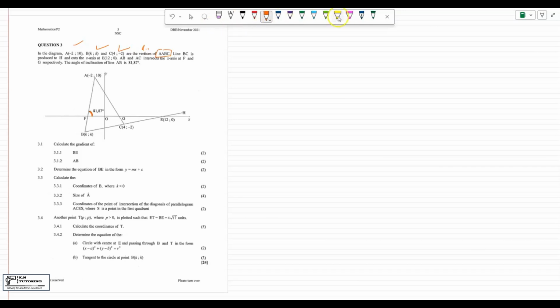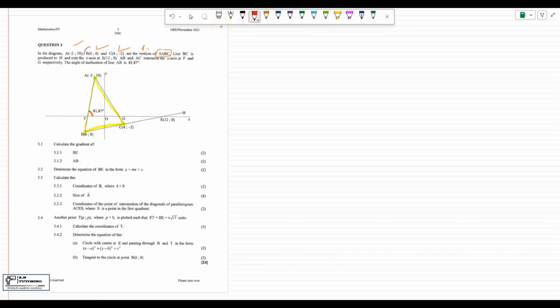I'm automatically going to mark this triangle. I don't know how it's going to help me, but there's a reason why they told me about triangle ABC. I'm just going to mark it. We'll see when we get forward in terms of what is going on here.